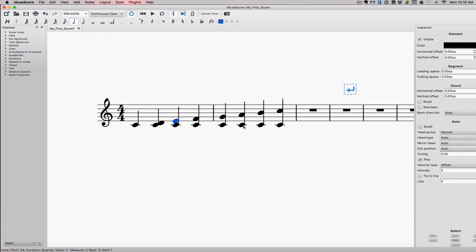It's inversion. Okay, so those two are called imperfect consonances, meaning they're consonances, but they're not as strong as the perfect ones, and they can turn into dissonant ones.